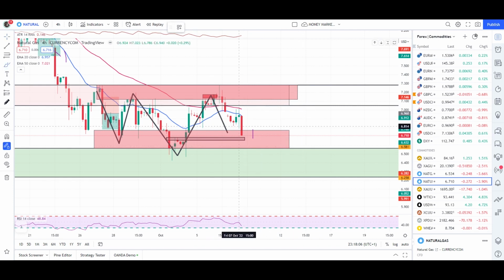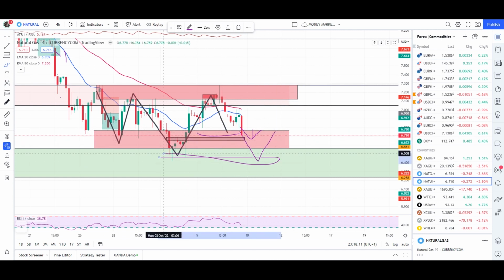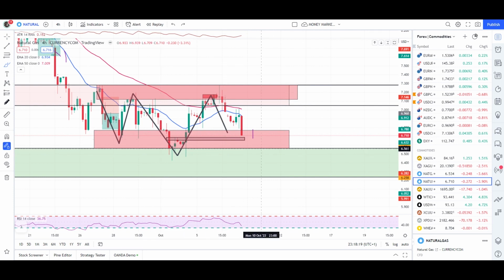Look for the head and shoulder pattern here in this termination zone, or a double bottom pattern. Once we hit the head of this pattern, that will make the head and shoulder pattern invalid, but then we will have a double bottom pattern. So keep an eye here on all the conditions.